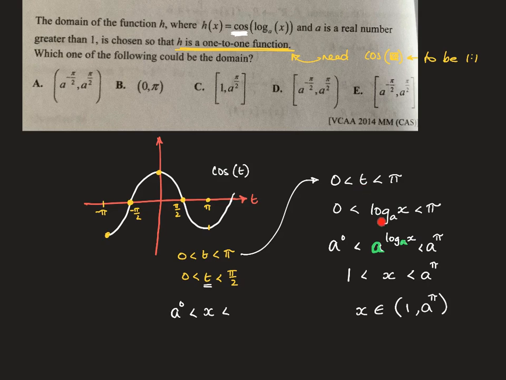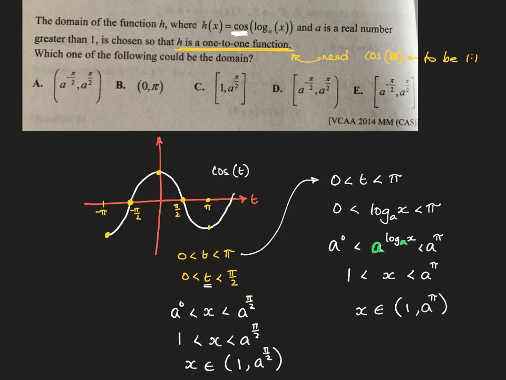So I'll replace the t with the log, a to the log, it pops out an x. So I'm just going straight to there. And then I'm left with a to the power of pi on 2 for this one. And if I simplify this, I get 1 is less than x is less than a to the pi on 2. And so x is an element of 1 to a to the power of pi on 2. And I'm pretty lucky. That's one of the answers up there, except it's including that 1.